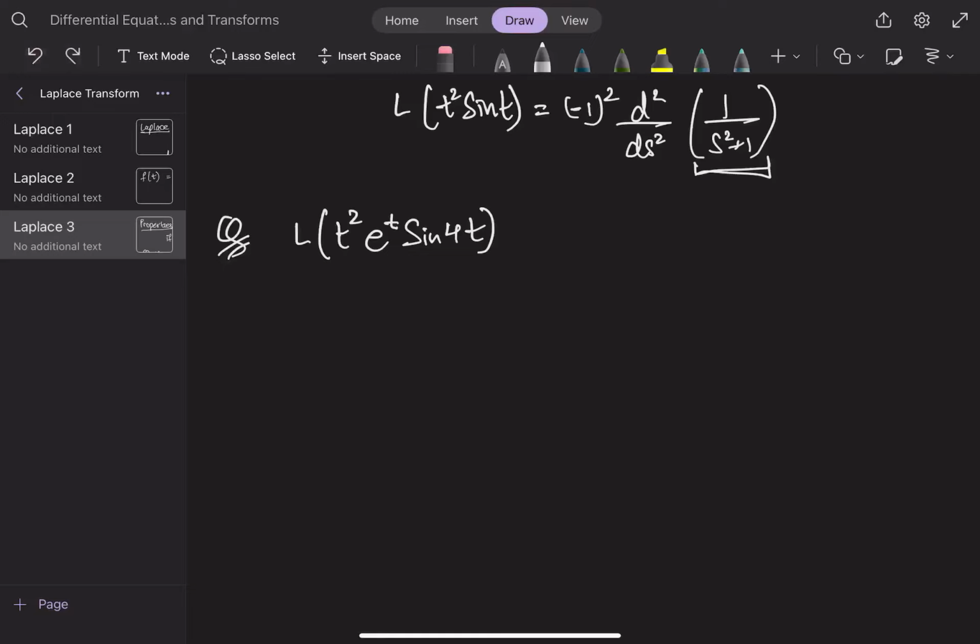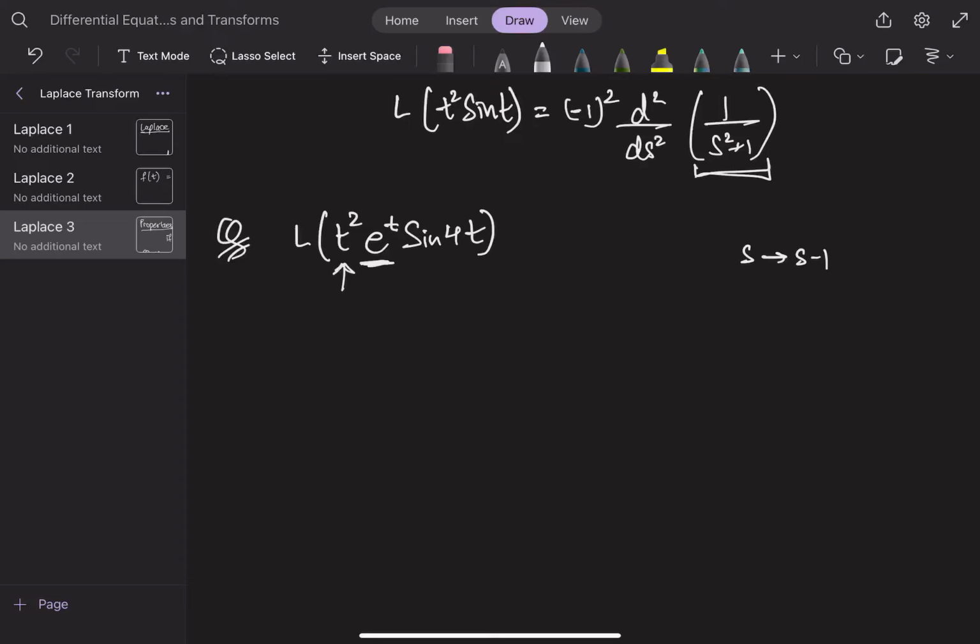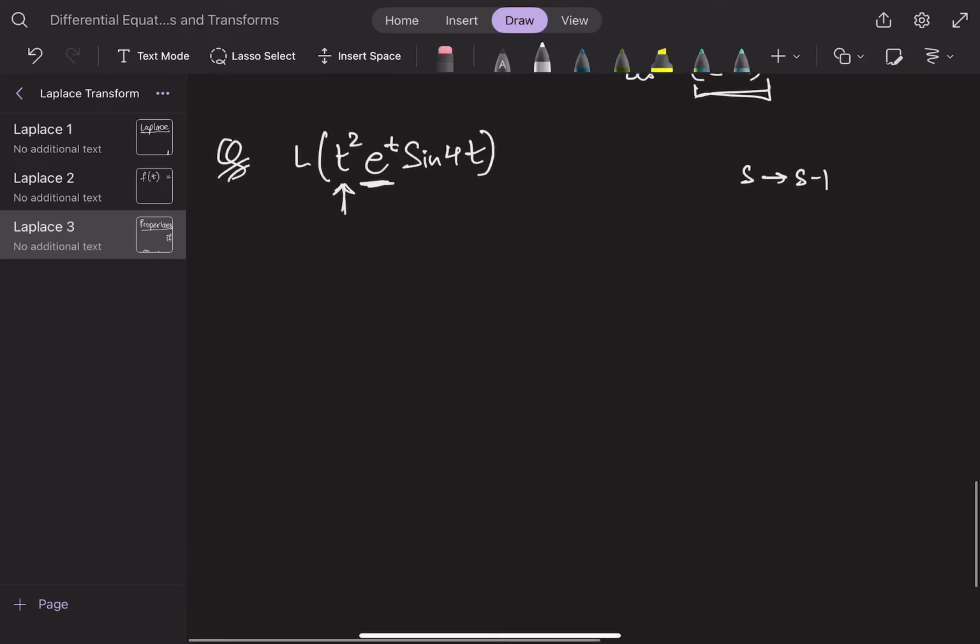Remember guys, when you have these type of questions, you should always use this property in the last, because you just have to replace s with s minus 1. If you do this first, then your differentiation will become difficult because you have multiplication with t. So let's write L of sine 4t. This is 4 upon s square plus 16.